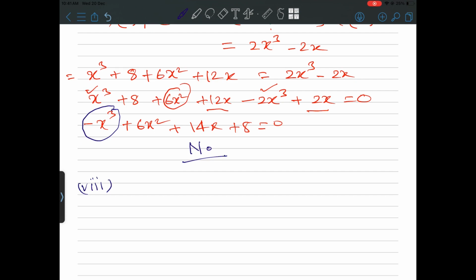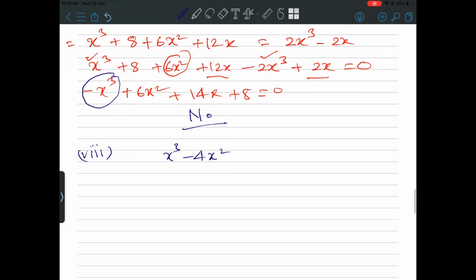Question number 8. It's also having a cubic. So x cube minus 4x square minus x plus 1 is equal to x minus 2 whole cube, right? We see that we also have a cubic here, like the previous question. So don't assume that it's not going to be quadratic. Always solve the whole equation, then think whether it's cubic or not.